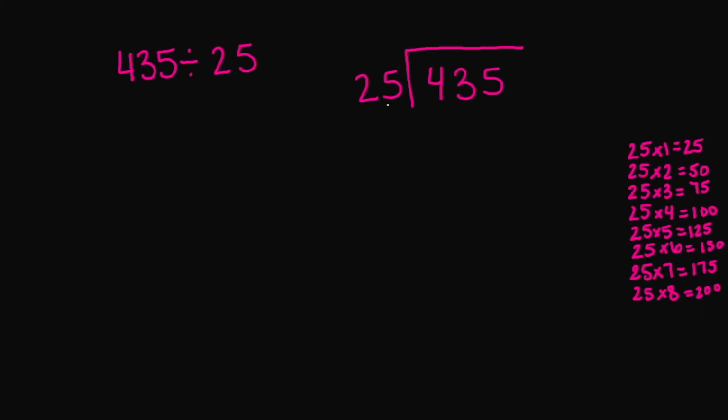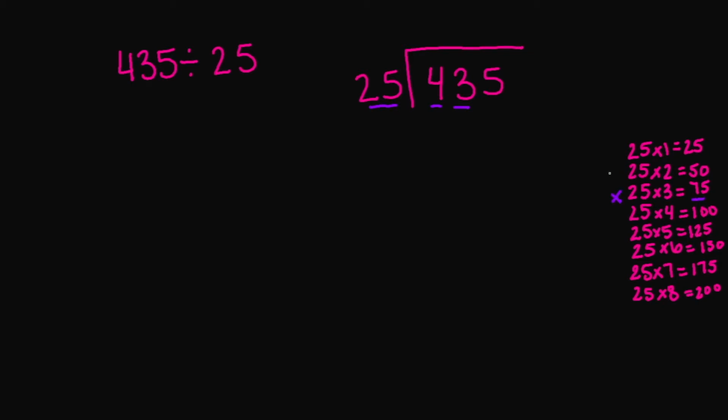435 divided by 25. I'm going to set up my division problem. 435 on the inside, 25 on the outside. So now we're going to ask ourselves, 25 goes into 4 how many times? It doesn't go, it's too small. So let's try 25 goes into 43 now how many times? The closest number that I can use, 25 times 3 is too big. I don't want to use this because that's 75.